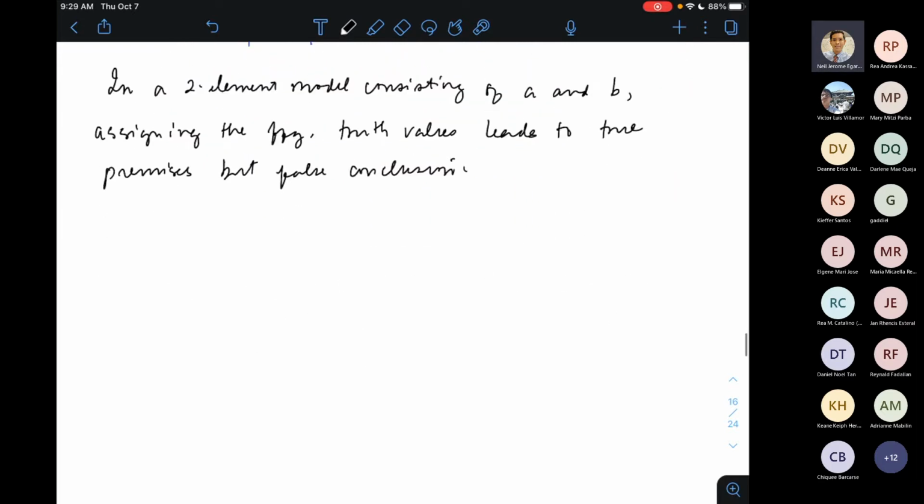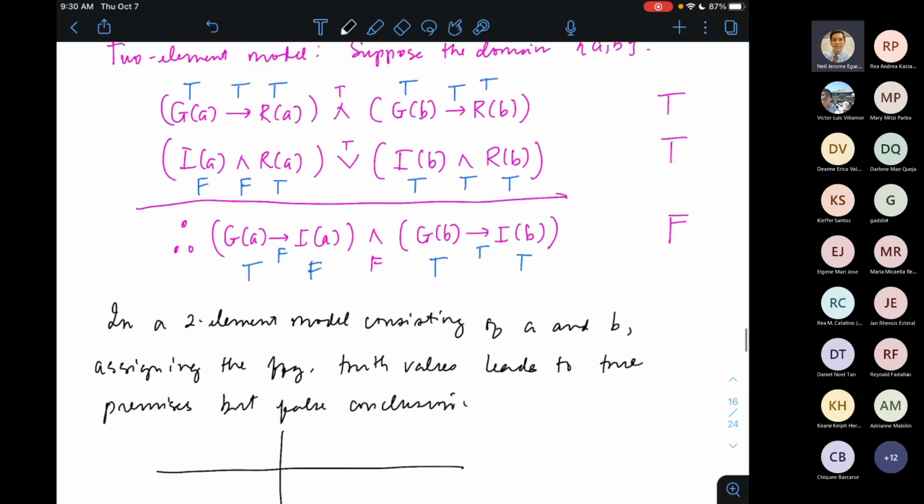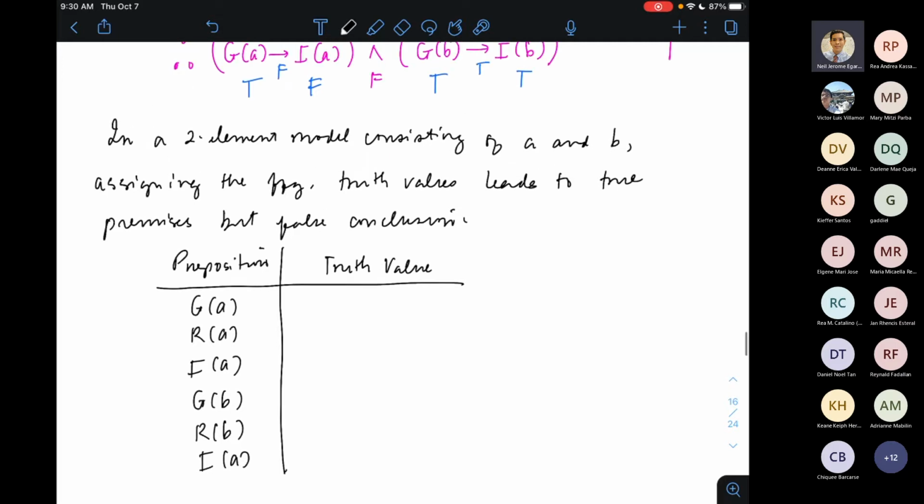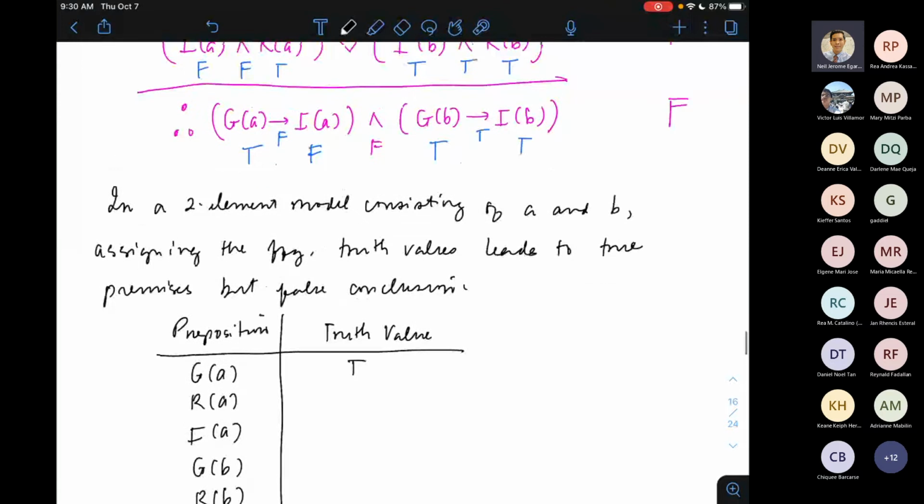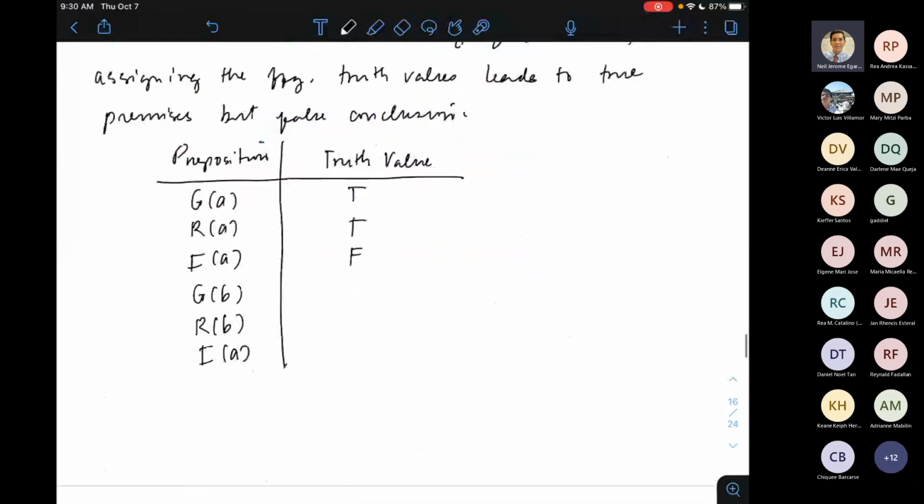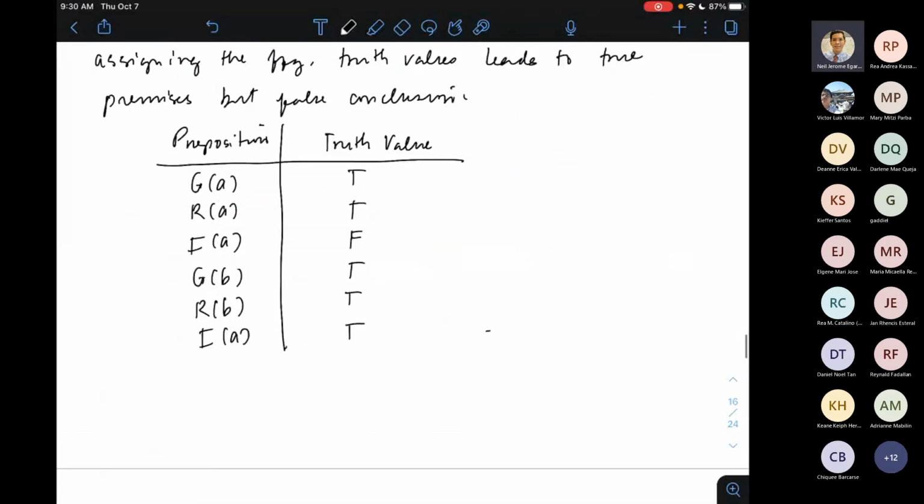So siguro i-require namin na gawan nyo ng table, na summary ng truth values. So pwedeng nandito yung G of A, R of A, I of A, then G of B, R of B, I of B, then yung truth values nila. So nandito yung specified propositions. So si GA ay true, si RA ay ginawa nating true, si IA ay ginawa nating false, tapos lahat ng statement about B ay ginawa nating true. Okay. So since this truth value assignments to the specified propositions in the two-element model will make the conclusion false, even though the premises are true, then we can say therefore the argument is invalid.